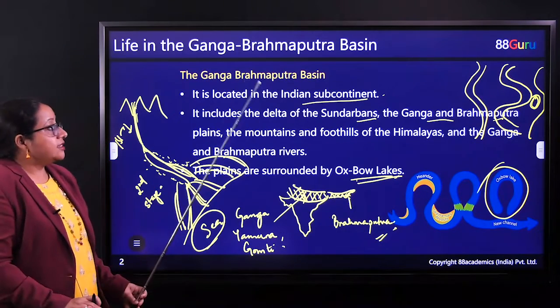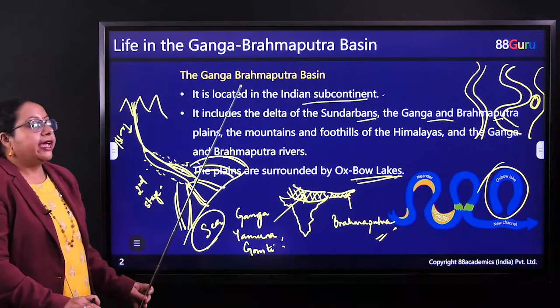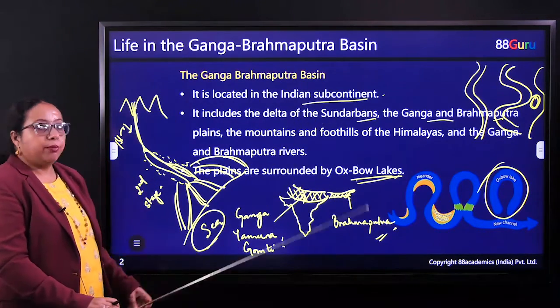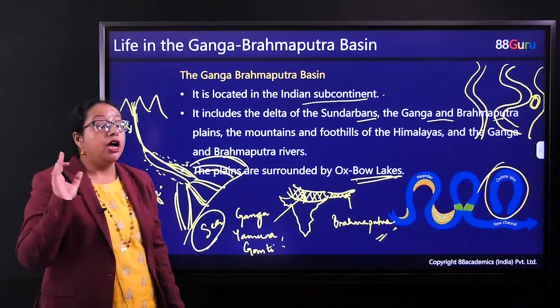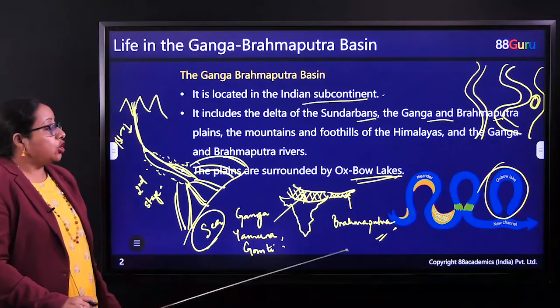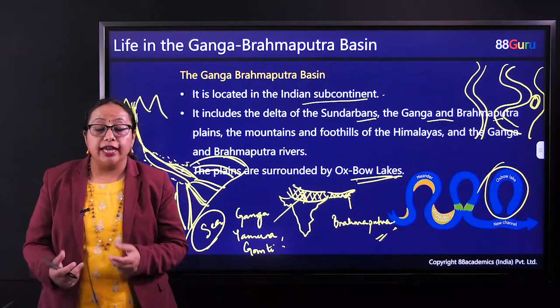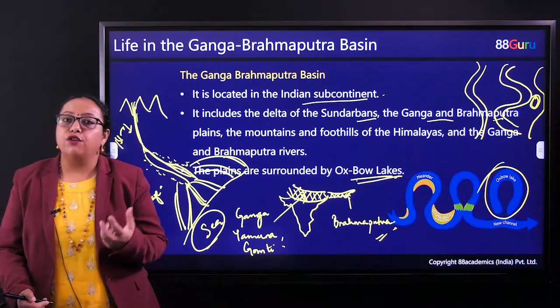Okay children, so yes, it is definitely located in the Indian subcontinent. It includes areas of the Sundarban, the Ganga Basin, Brahmaputra Basin, Yamuna Basin. All of these areas are included, which you are now very clear about. Also children, whenever you have to think about the oxbow lakes, you have to first visualize the other features formed by the river.